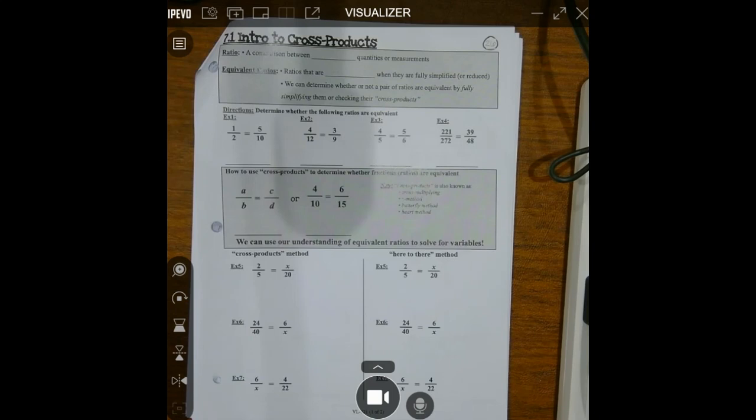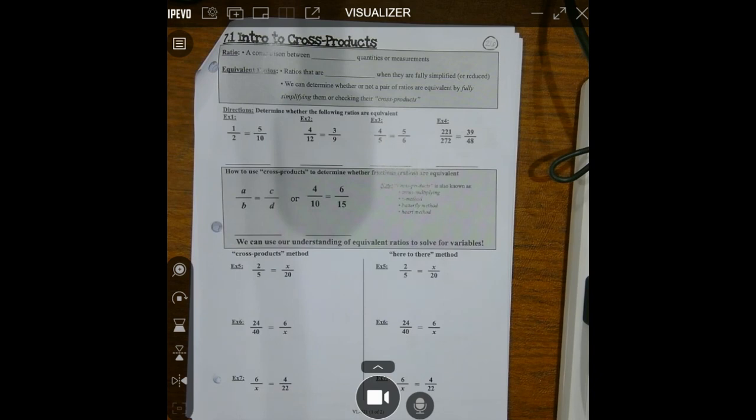Hello, my little mathematicians. Today, we're going to explore how to solve ratios using what's called cross products. You'll also hear it referred to as cross multiplying, the X method, the butterfly method, or sometimes even the heart or love method. Okay, they're all saying the same thing.